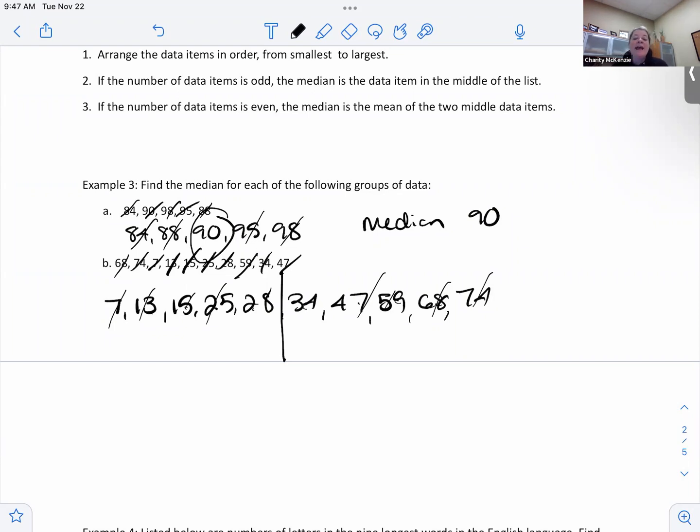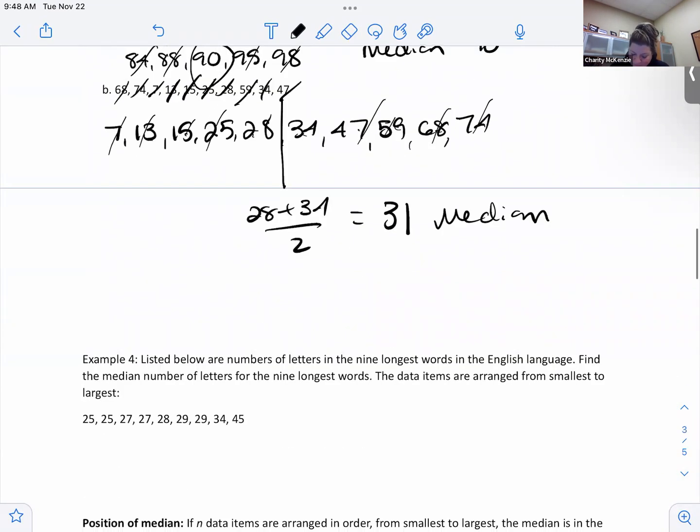Okay, so we have two numbers. See how it splits it right in half? 5 on that side, 5 on that side. So we have to take 28 plus 34 divided by 2. So 28 plus 34 divided by 2 is 31. So that is the median of this one. Okay, so it's a little harder, I think, to find the median than the mean, just because you have to put them in order.